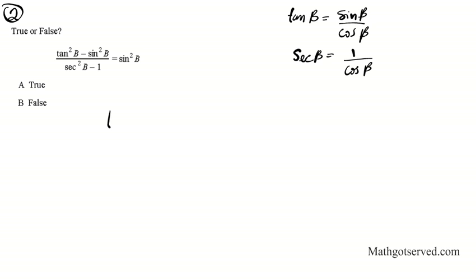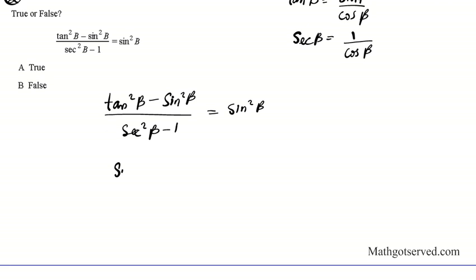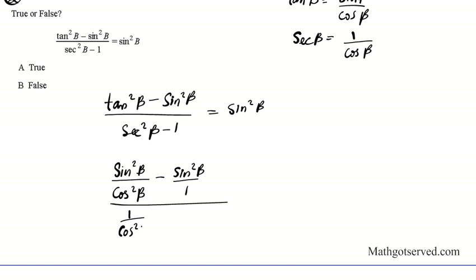Okay, so let me rewrite the expression. Tan squared b minus sine squared b, divided by secant squared b minus 1, is it equal to sine squared b? Okay, I'm going to start out by making a substitution. Replace tan with sine over cosine. Okay, so on the left side I'm going to have sine squared b over cosine squared b minus sine squared b, let's write this as a fraction, over 1. This whole thing divided by secant replaced with 1 over cosine squared b minus 1 over 1.